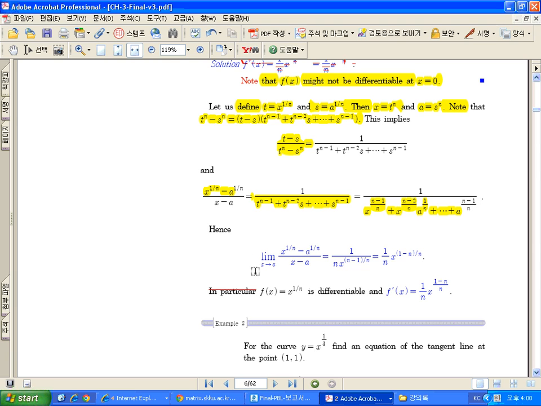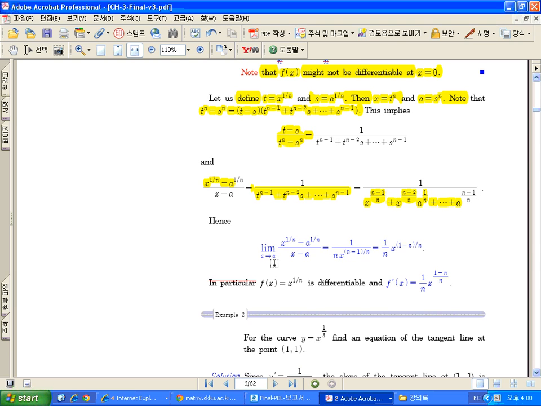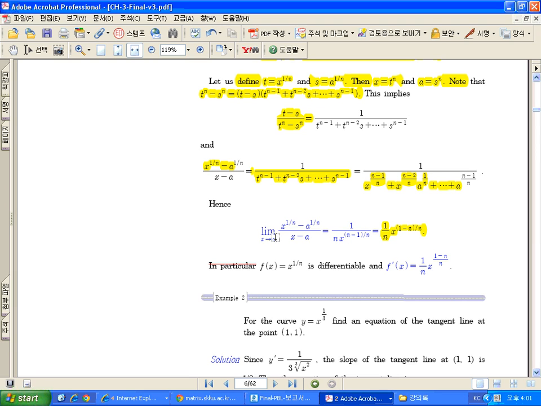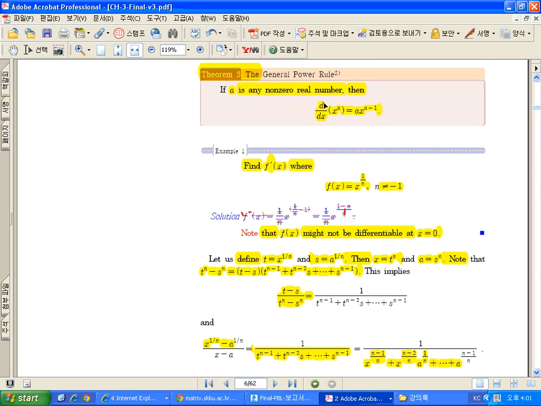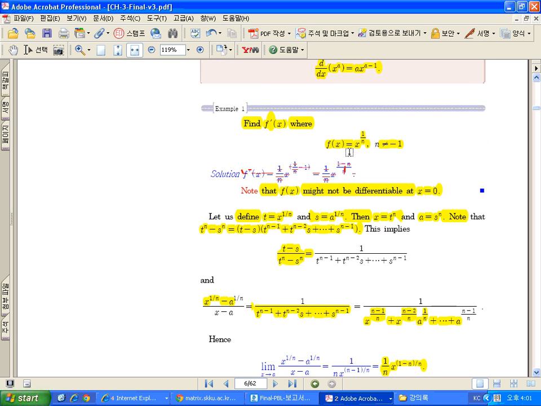Then we think about the limit when x goes to a. As you see, if x goes to a, then we have 1 over n times x to the 1 over n minus 1, which can be written in this way. So the limit does exist, so we can say f of x is differentiable, and the derivative can be written in this way, which just fits with the power rule as you saw. Okay?